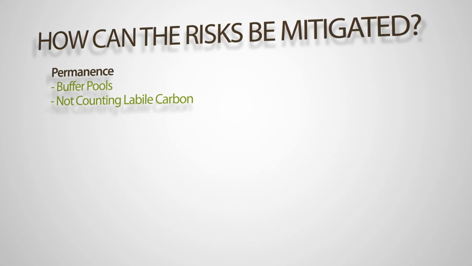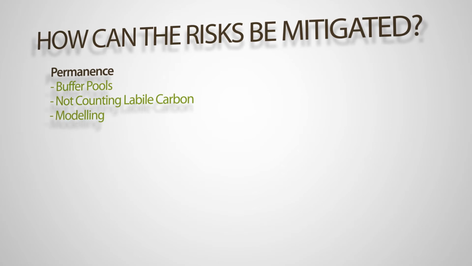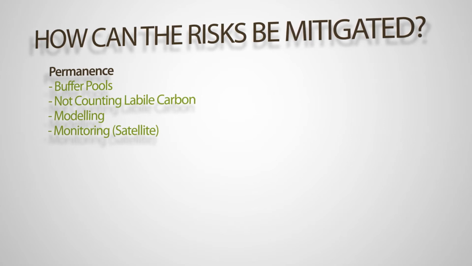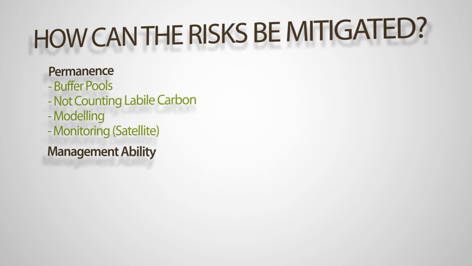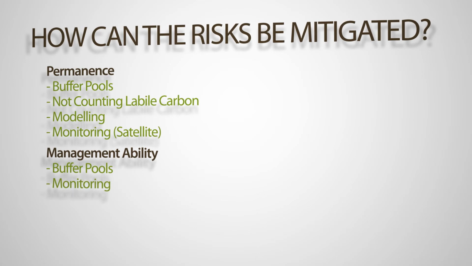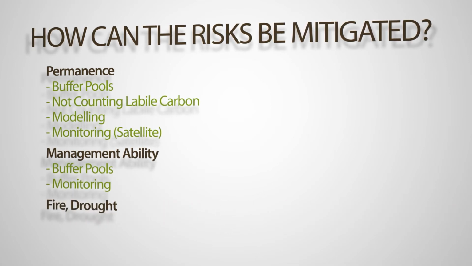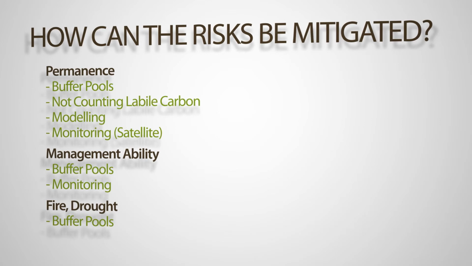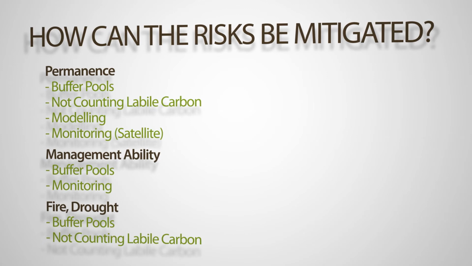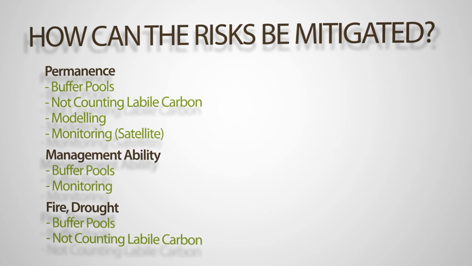We can also assist in the permanent periods with modelling soil carbon and by monitoring over time, particularly ground cover. If you're maintaining ground cover, you're likely to be maintaining the carbon that was sequestered. Management ability is also likely to have a significant impact on your ability to sequester carbon. That ability can be mitigated through buffer pools and again through monitoring. And fire and drought can be mitigated through having buffer pools, and those are pools of carbon credits that are not for sale initially, and by not counting the labile carbon, which is the carbon that can come and go in a fire or a drought.